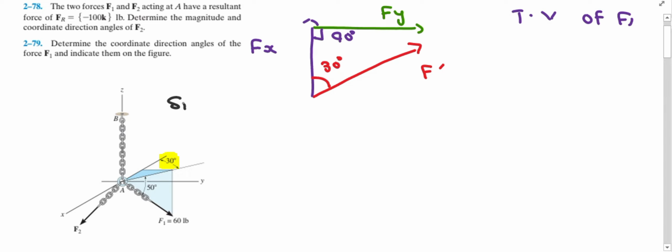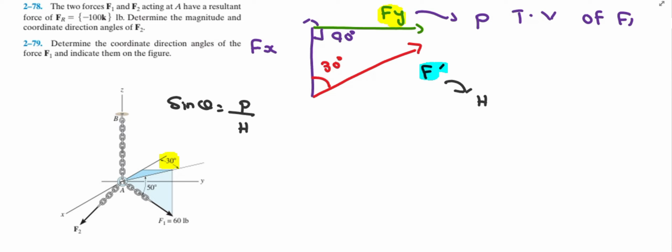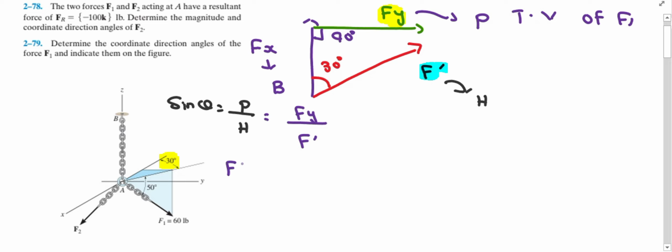We know that sine theta is equal to perpendicular upon hypotenuse. The opposite side of theta is the perpendicular, and in this case it is Fy. The opposite side of 90 degrees is the hypotenuse, and in this case it is F prime. Where the two angles meet each other, this length is known as the base. So sine theta equals perpendicular upon hypotenuse, the perpendicular is Fy and the hypotenuse is F prime. So F prime equals Fy upon sine of theta. Let's call this equation number 1.